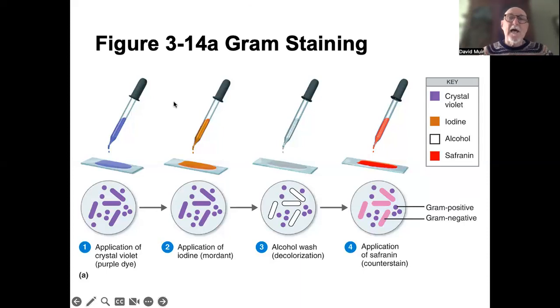You will do this in lab if you haven't done it already. And it's a simple stain technique. The first thing we do is to stain. First of all, you have to make a smear. So what you want to do, you make a suspension of bacteria.